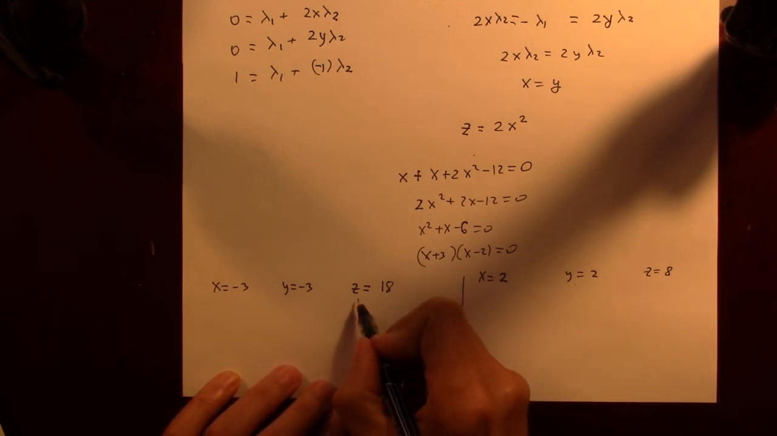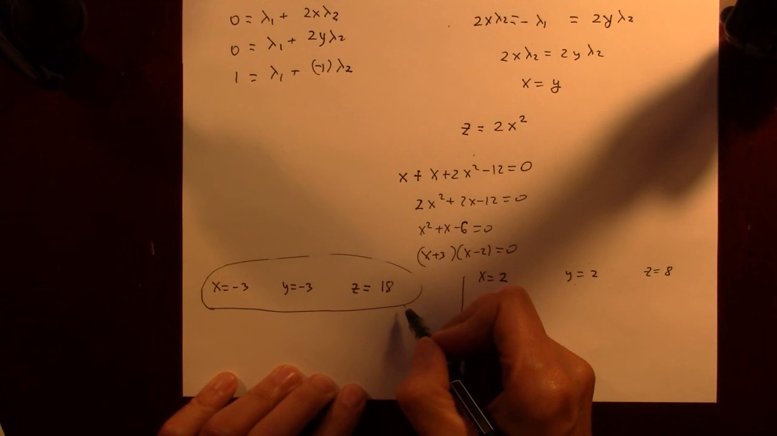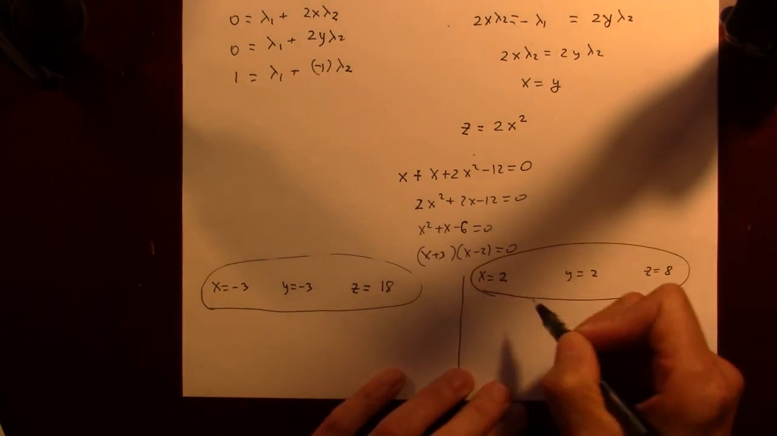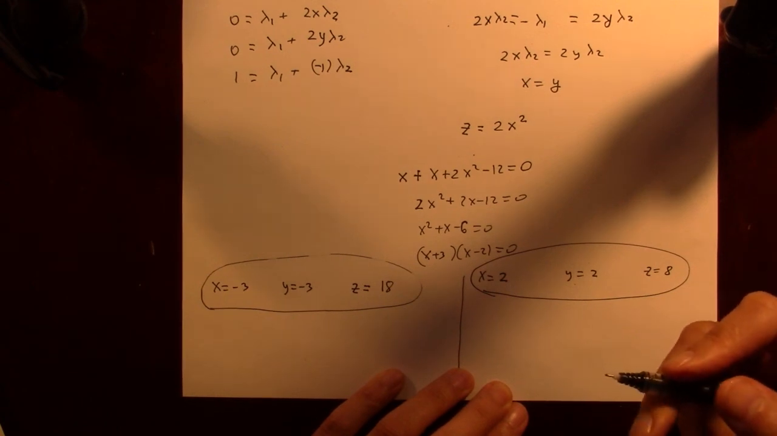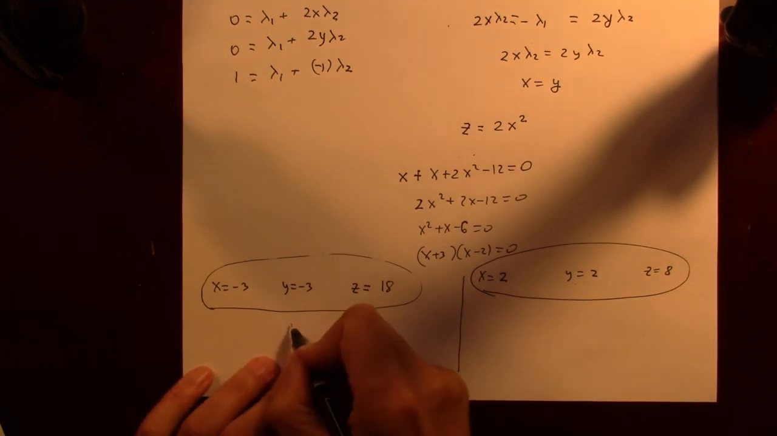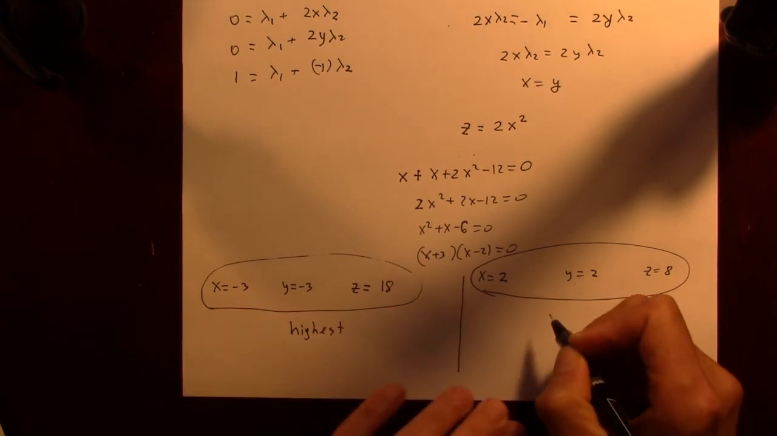And it's clear that this point will be the highest point, and that will be the lowest point on the intersection between the plane and the paraboloid. So that will be the highest point, and that will be the lowest point.